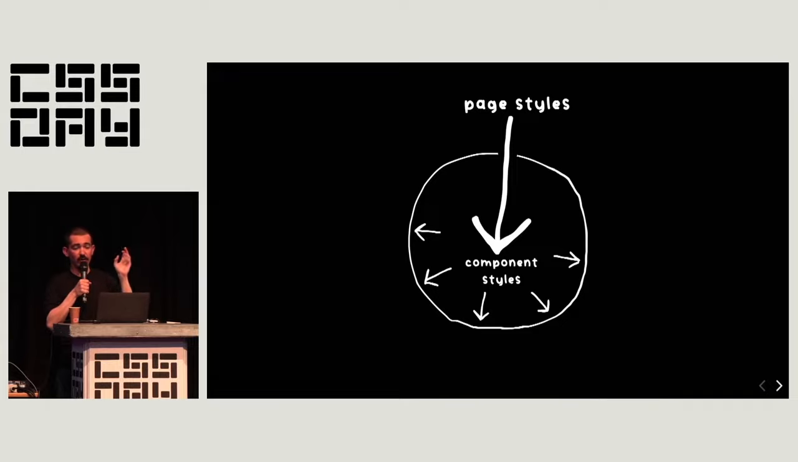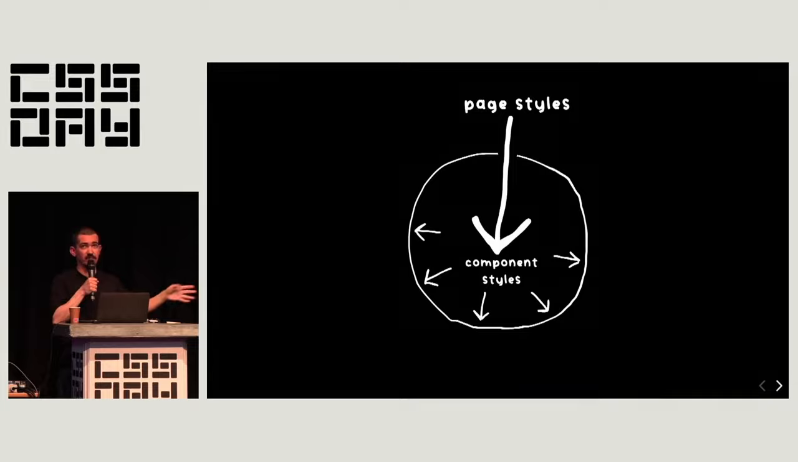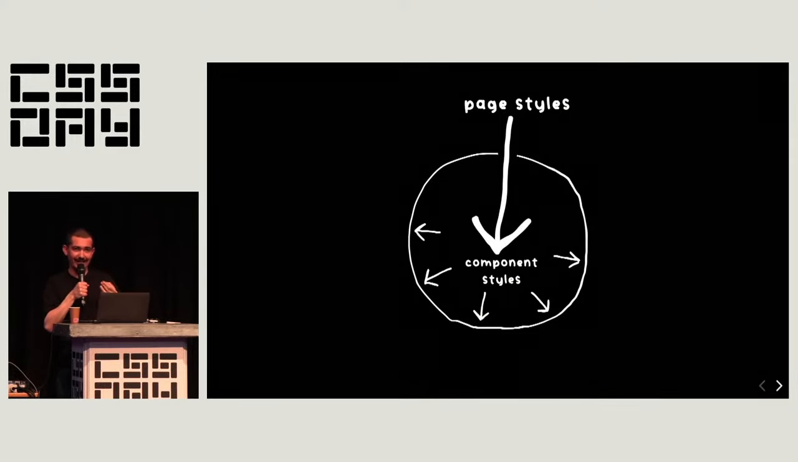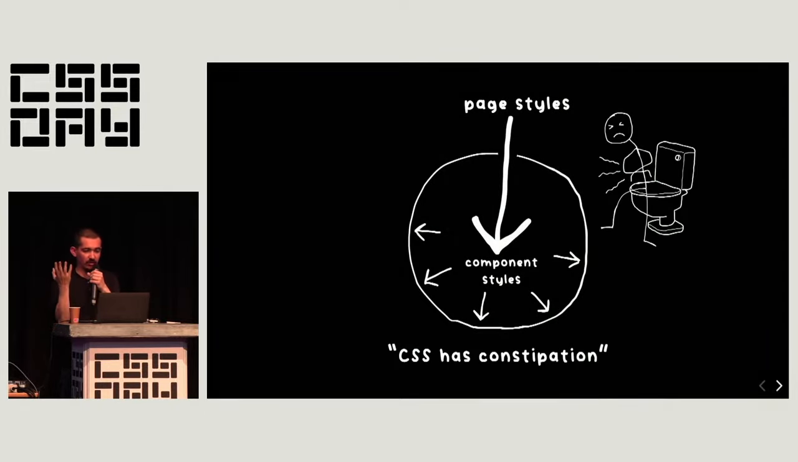So what I'm saying is that when you use scoping using one of these mechanisms, whether it's JavaScript or CSS, you are stopping the styles from getting out of your component and infecting other components, but you're still letting styles in. And when you're letting stuff in, but you're not letting stuff come out, then it's constipation. So it's like saying CSS has constipation.